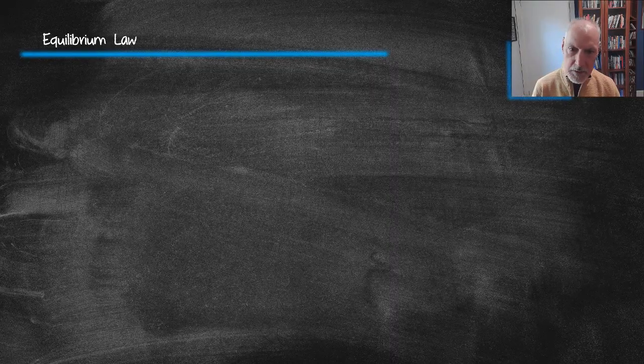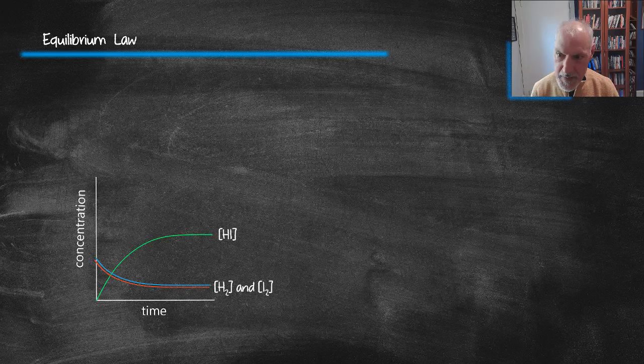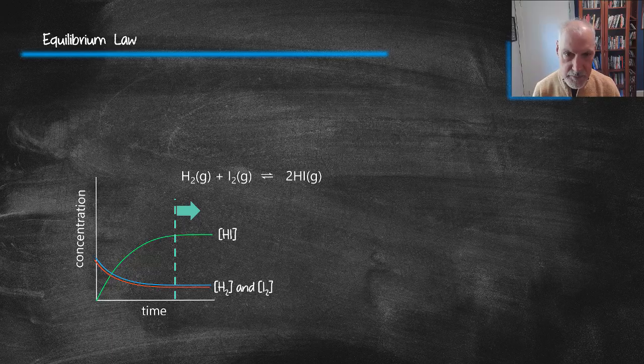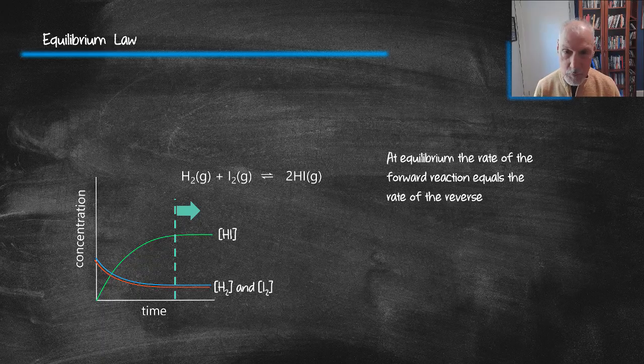In this program, we're going to take a look at the equilibrium law expression and the equilibrium constant. I'm going to start by considering a reaction between hydrogen and iodine to make hydrogen iodide. We know that once we get beyond this point in time, the concentrations remain constant, and we've reached a state of equilibrium. At equilibrium, the rate of our forward reaction equals the rate of our reverse reaction.